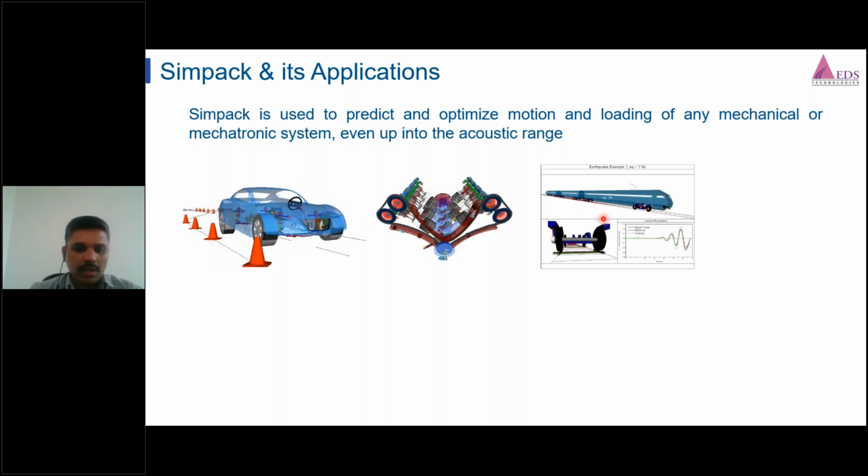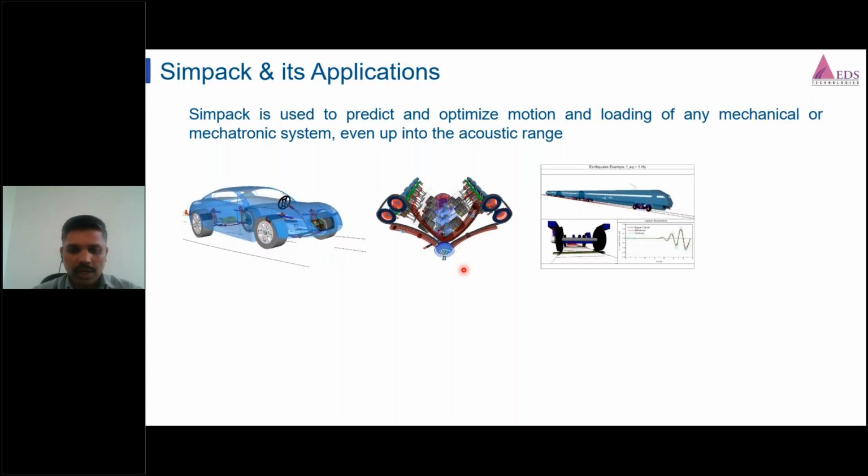Next application is a railway vehicle. Simpack is very strong in railway vehicles. It is the first application of Simpack. Here in this railway vehicle, we can do the derailment analysis. Then we can perform the comfort analysis. Also, we can calculate the critical speed of this railway for safety purposes.